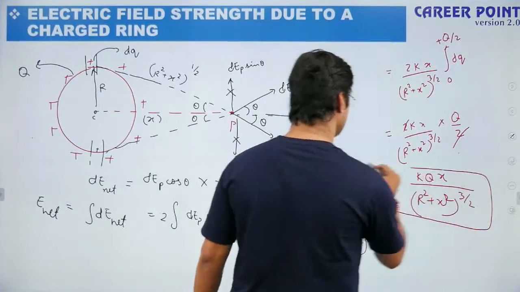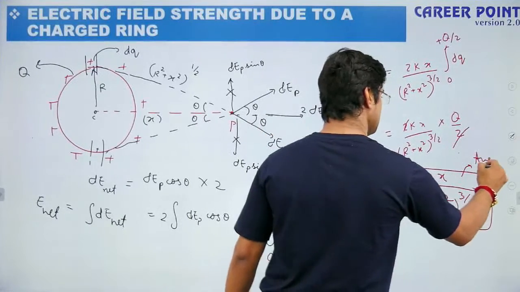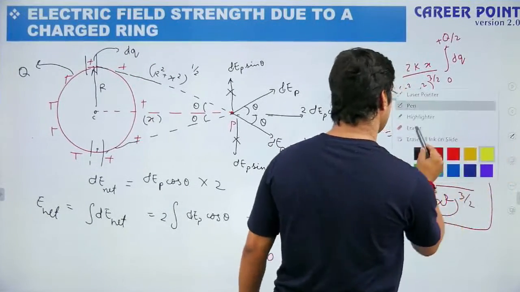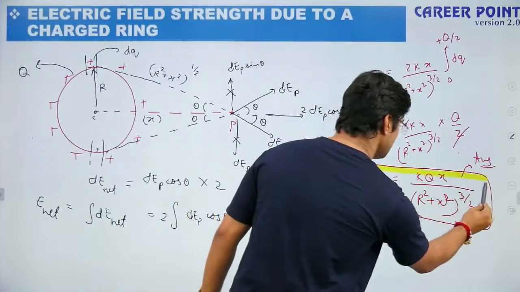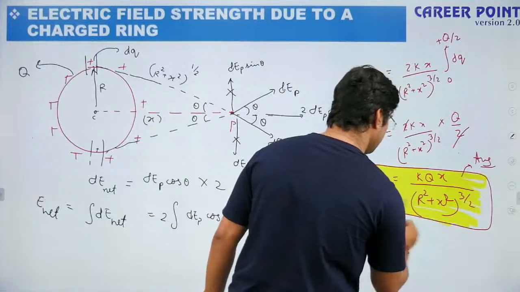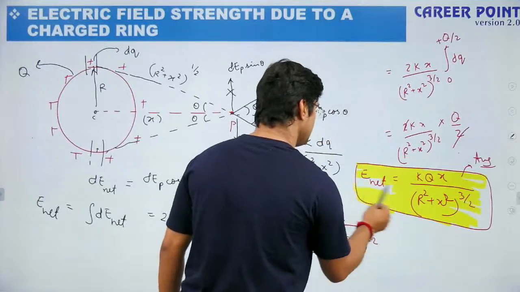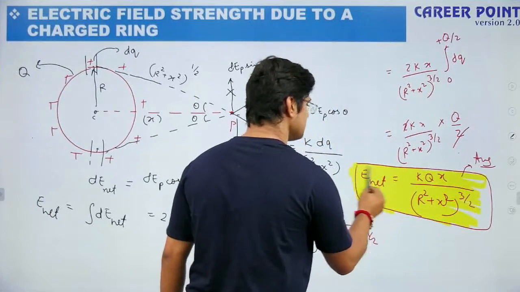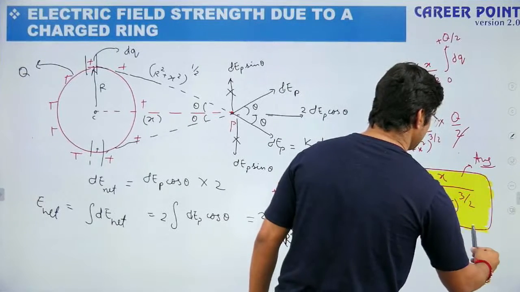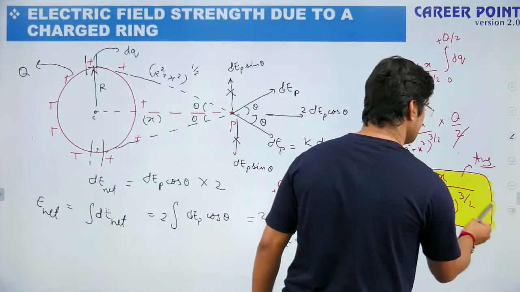Okay, I am writing it in a column. This is our answer. Let's highlight it if you are not able to visualize it properly. This will be the value. If you memorize it directly, it will be helpful for you in many questions where we can use it directly: kqx by (r square plus x square) raised to power 3 by 2.